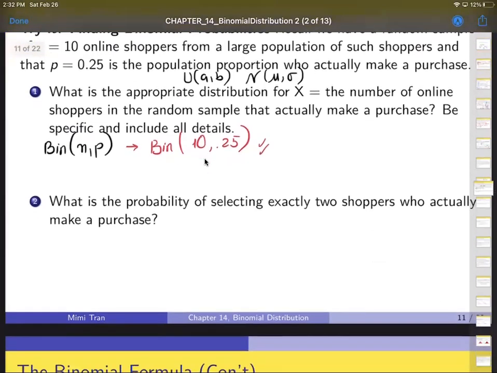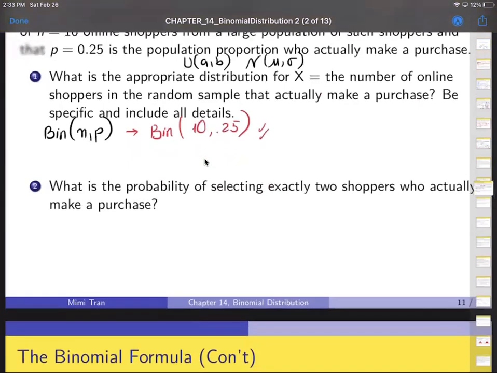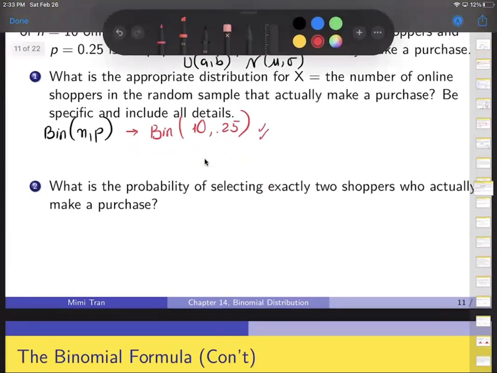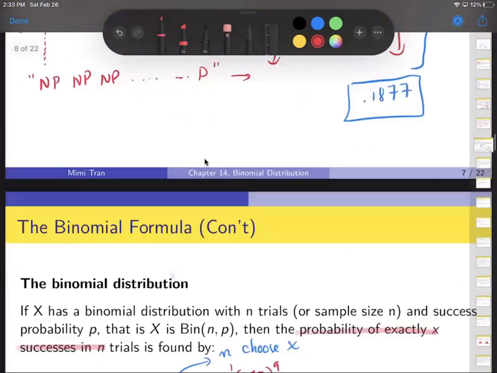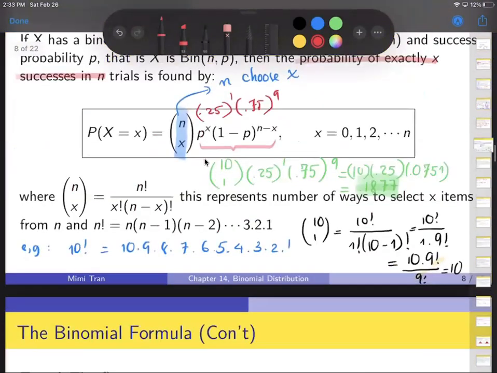What is the probability of selecting exactly 2 shoppers who actually make a purchase? Exactly 2. How would you write it? Exactly 2 shoppers implies P(X = 2). Remember, going back up here, if I wanted to know just 1 shopper, it's the same way of saying exactly 1, P(X = 1). What is the math there? The math there is 10 choose 1, times 0.25 to the first, times 0.75 to the n minus x, which is 10 minus 1, which is 9.